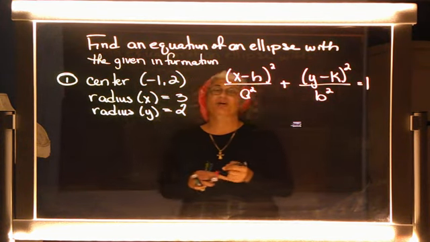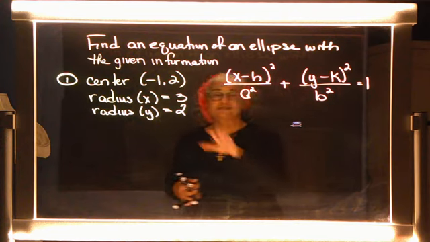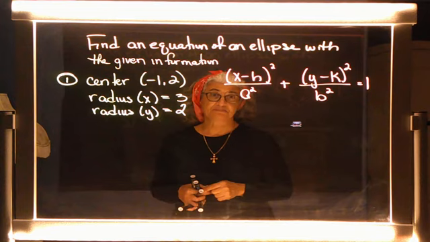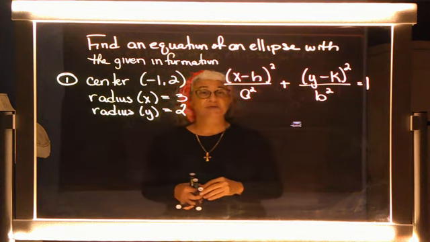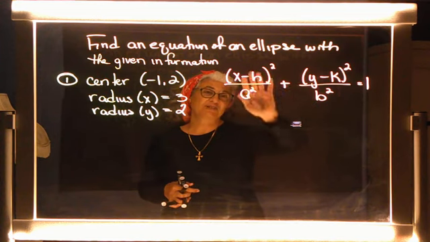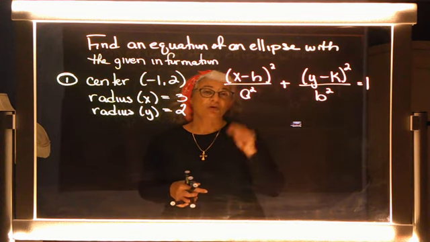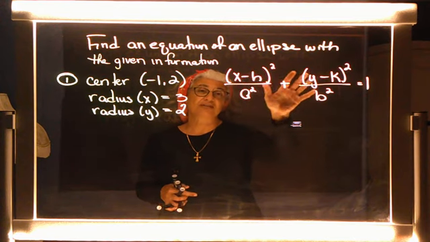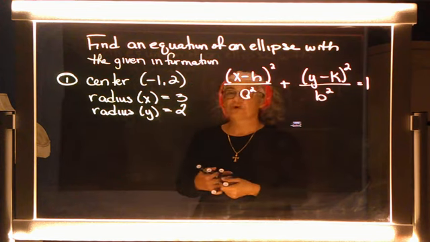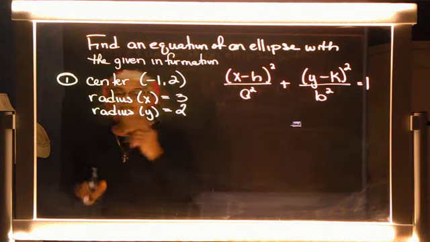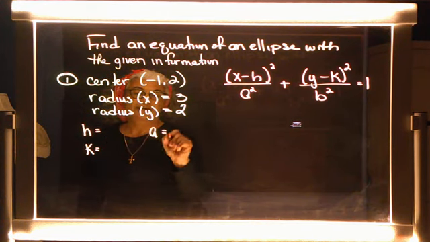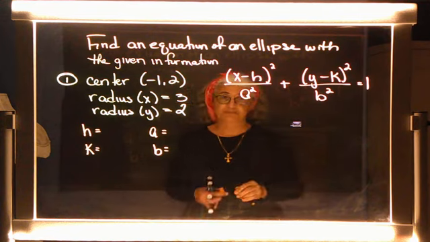Correct? Okay. Now, let's identify the information they gave us over here. They gave us the center, didn't they? They gave us the radius in the x and the y direction, didn't they? Notice the variables we actually need to fill in on the standard form of the ellipse. What variables do we need to fill in here to actually come up with its equation? Good, I heard some of you. What we need to fill in is we need to know h, we need to know k, we need to know a, and we need to know b, don't we?